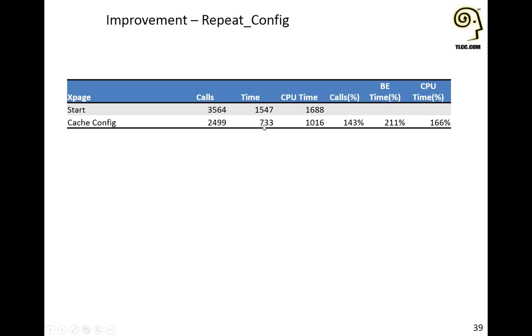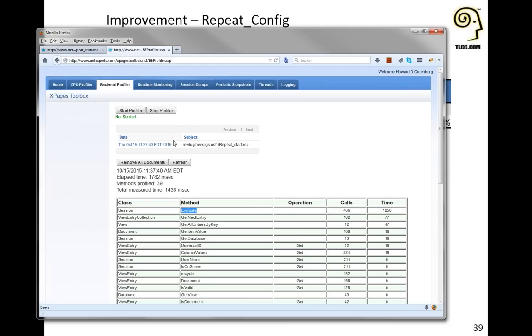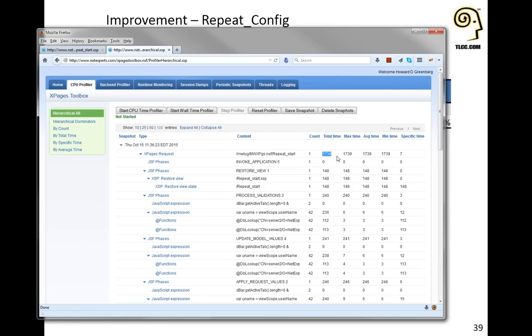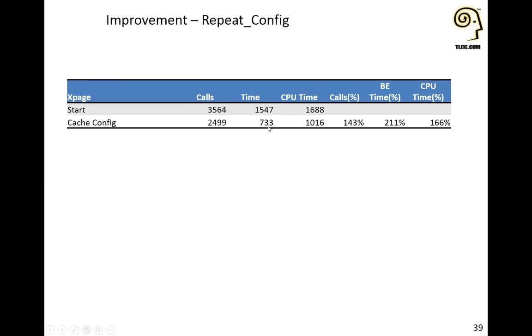The time is the back end, going back to my XPages toolbox, the time is this time here, how much time it took in the back end. The CPU time was the total time, which is this time here. So that's what the CPU time is, and that's what the time is here. And the calls are the number of calls we made to our back-end Domino objects. So you see that that had a pretty significant reduction in calls to the back-end Domino objects and time we spent calling those back-end Domino objects, as well as the total time for the application.